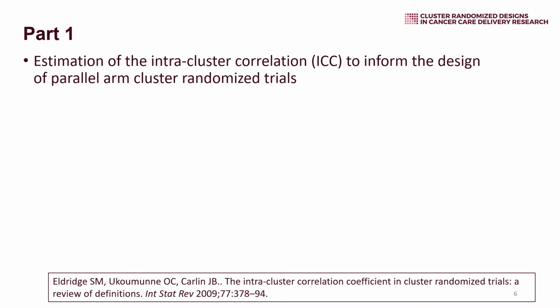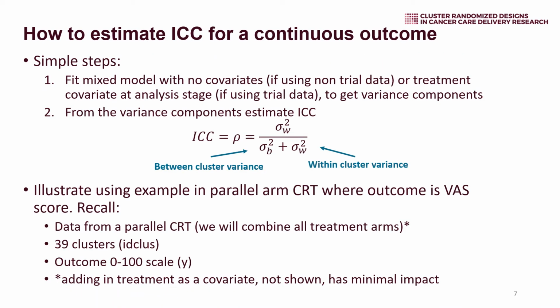So part one then, what we're going to do first of all is think about how we might estimate these ICCs in the simple setting to inform a parallel arm cluster randomized trial design. Okay, so there are a couple of simple steps. The first step is we fit a mixed model without any covariates if we're using routinely collected data, or we might put the treatment covariate in if we're at the analysis stage. So we fit this model to get our variance components. And so then from these variance components, we can estimate our intra-cluster correlation using the notation rho. And this is the ratio of the between to the within plus between variance components.